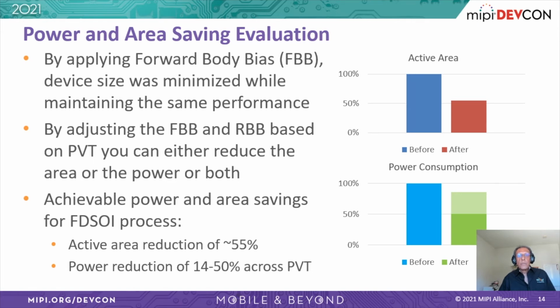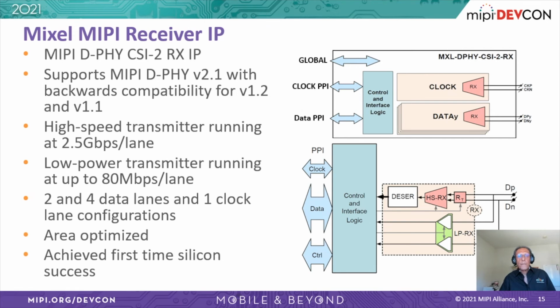By doing so, we found that potential active area could be reduced by up to 55%, and the power could be reduced by up to 50% across PVT without any performance degradation. Let's now look at the Mixel MIPI PHYs integrated into the Ergo.